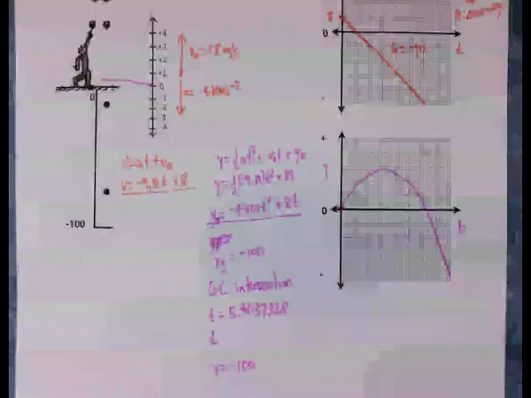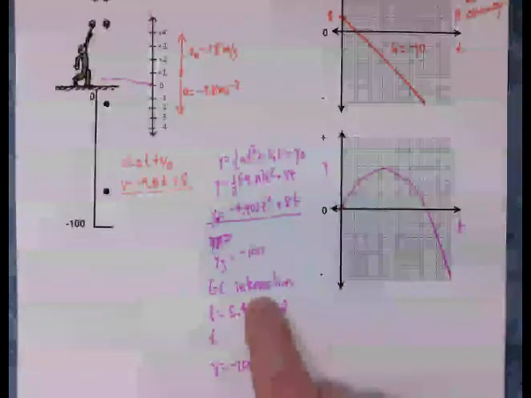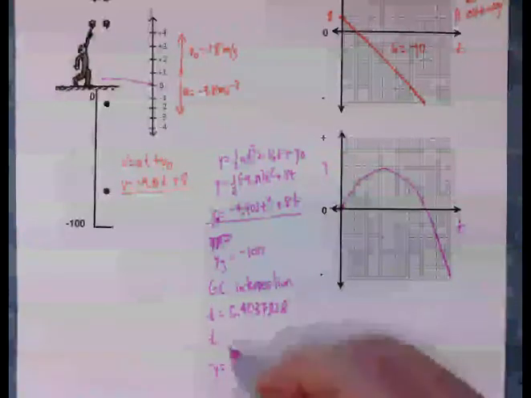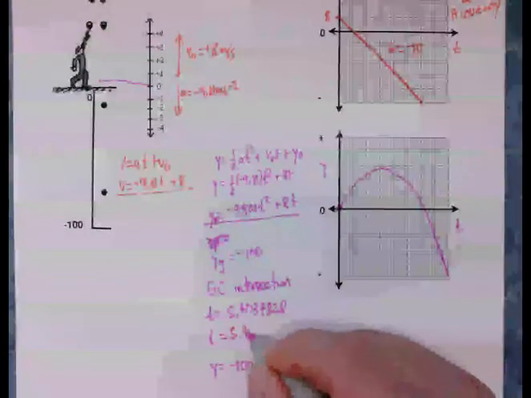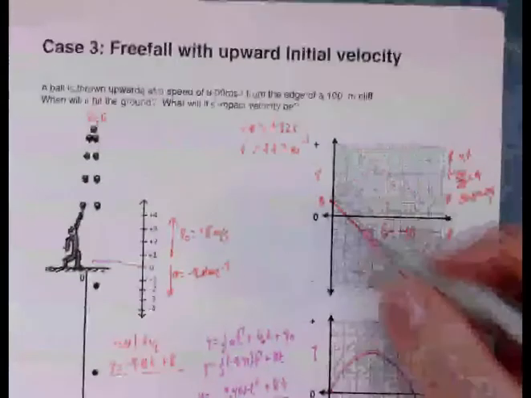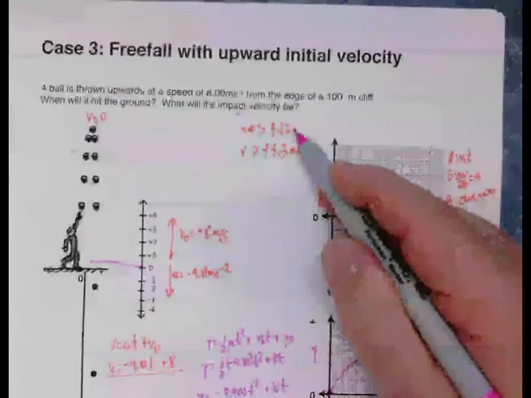So I've already recorded that I solved this with the graphing calculator intersection. I've recorded the unrounded time, and now I'll record the rounded time. 3 significant digits will be 5.40 seconds. And we predicted in the beginning it would be longer than 4.52. So that's perfect.